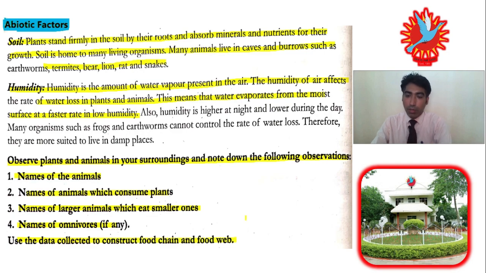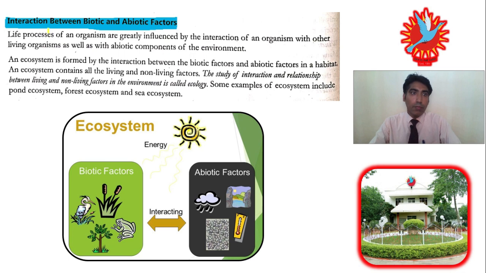Okay, next, we are going to discuss the interaction between the biotic and abiotic factors. This is called the ecosystem. In an ecosystem, there is always continuous interaction among the various kinds of biotic and abiotic components. No one can live independently. There is a dependency among the biotic as well as abiotic components.